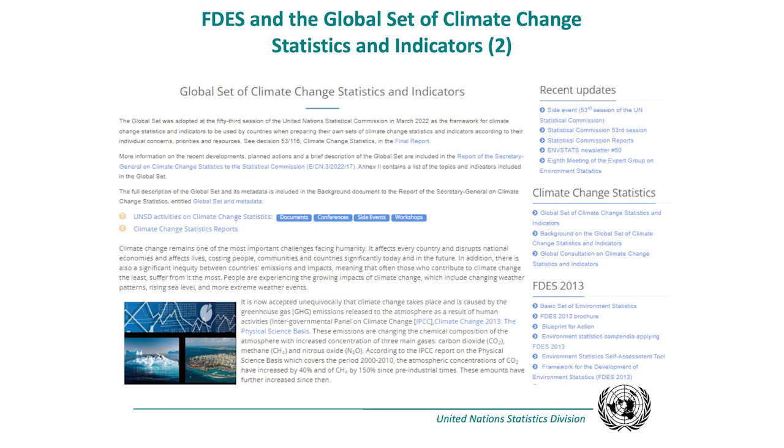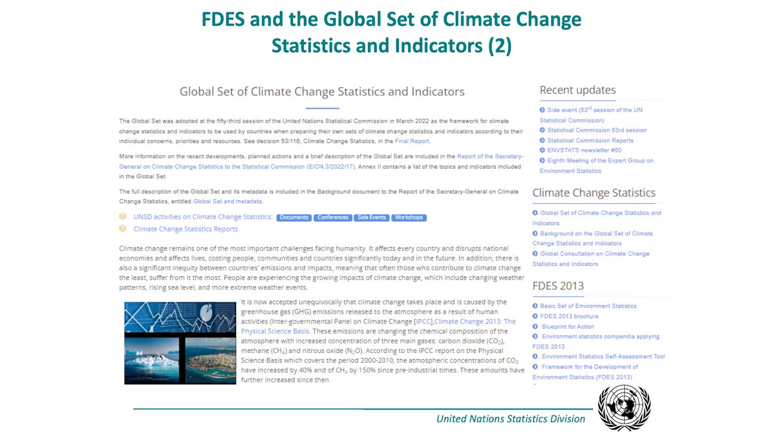Multiple resources on climate change statistics can be accessed on our website, among which the report of the Secretary General to the 53rd session of the Statistical Commission. This report contains an annex in which all the climate change indicators are listed, and the advantage is that this is also translated into the 6 UN official languages. Another key resource is a background document to the above report, and it presents the full detail of the global set, including all its metadata and other essential information.